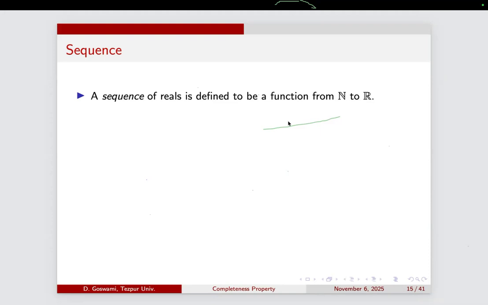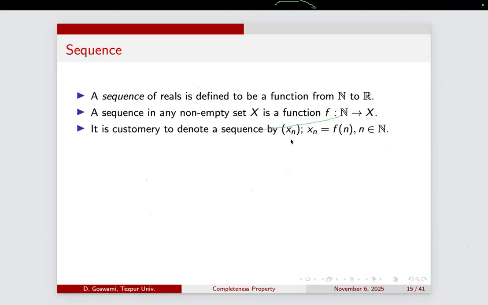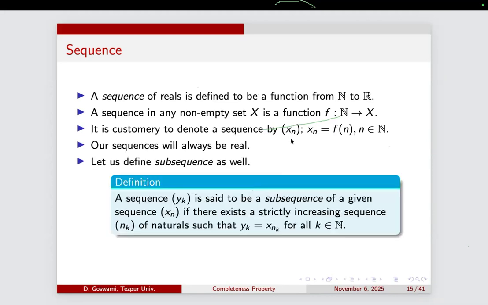Okay, I'm running out of time. So a sequence is nothing but a function. We denote it by xn, that's standard. Our sequences will be real. A very important concept is subsequence. So when there is a sequence xn, we'll simply call x_{nk} a subsequence, where nk is itself a sequence of natural numbers, but nk is strictly increasing.